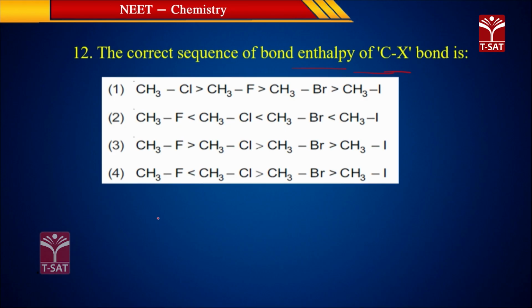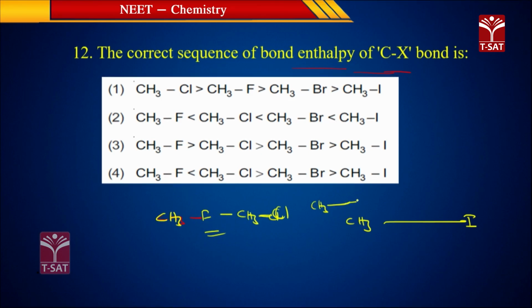And next, coming to the last question: the correct sequence of bond enthalpy of C-X bond. Here we are comparing CH3F, CH3Cl, CH3Br and CH3I. As we move from top to bottom, the halogen atom size will be increasing, right? So bond length is increasing. Here bond length is less, here bond length is somewhat more. So this is the order of bond length.